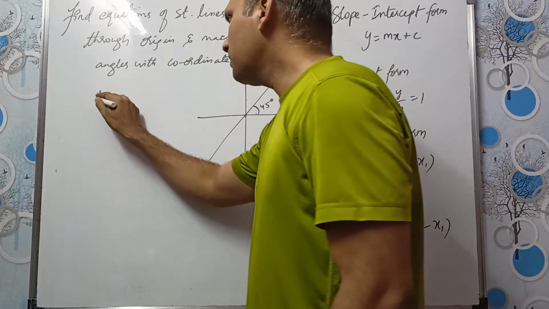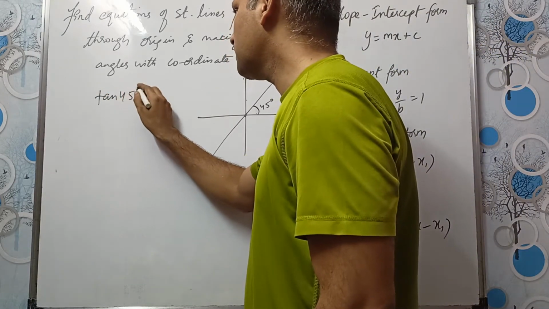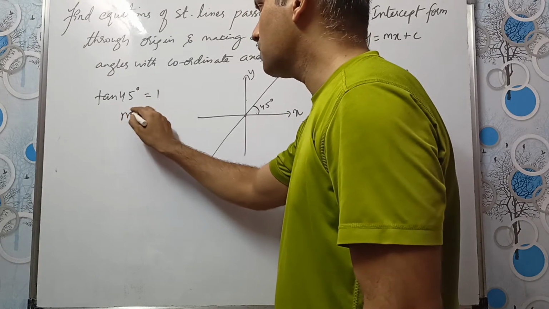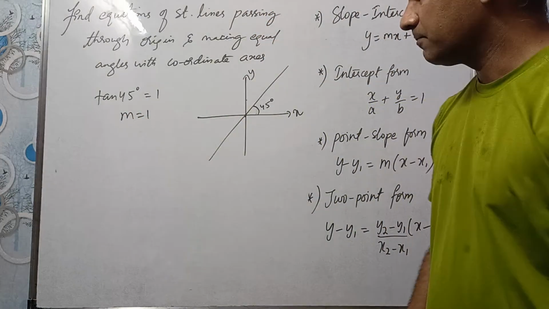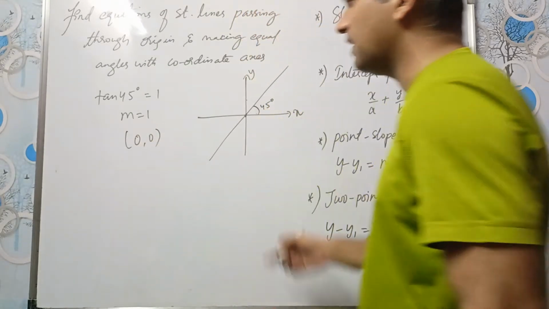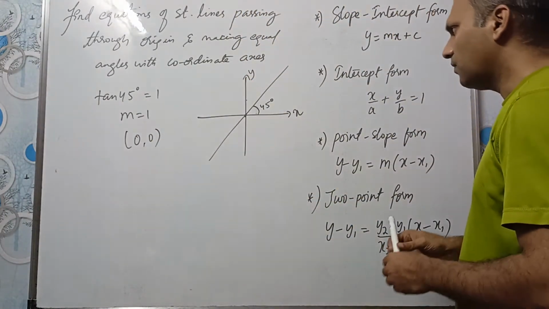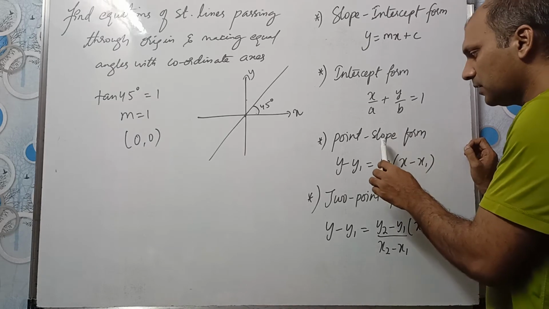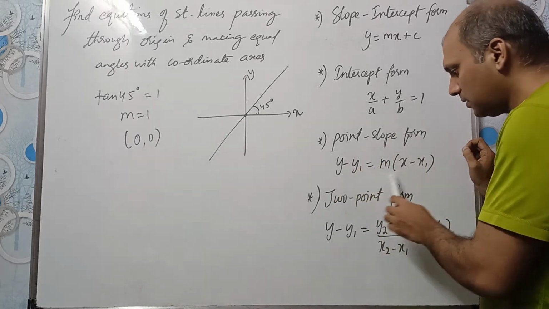Okay, what will be the slope of that line? Tan 45 is 1. So slope will be equal to 1. And it is passing through origin. So 0, comma 0. We have slope and we have point.